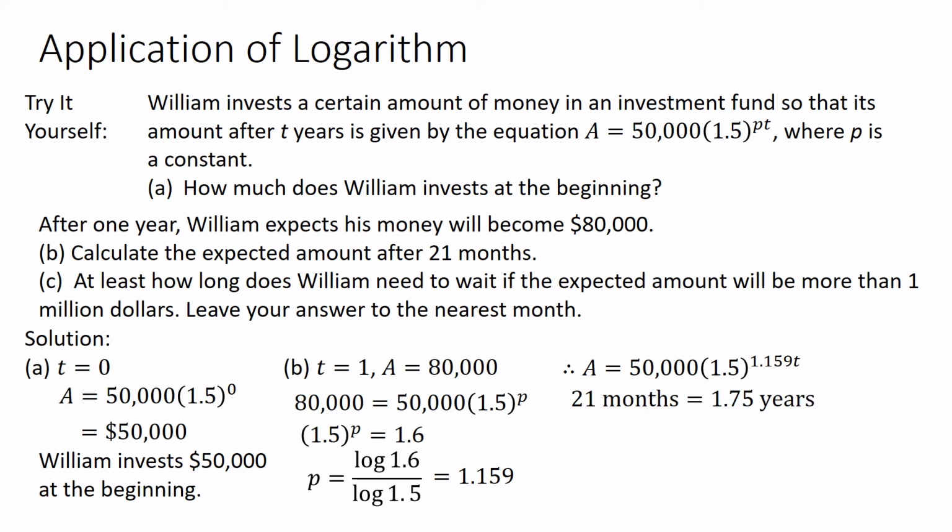So 21 months equals 1.75 years. Therefore, t is 1.75, where the equation becomes A equals 50,000 times 1.5 to the power of 1.159 times 1.75. And this will give us the answer $113,809.88.